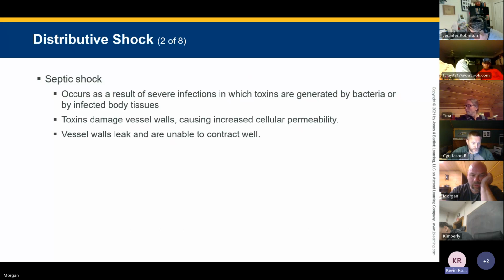So again, at the EMT level, Morgan's talking about this a lot. Toxins that damage vessel walls, causing increased cellular permeability. We're losing fluid, organs are shutting down. Hypercoagulation, death, losing of limbs, all because of a simple hospital-acquired pneumonia that didn't get treated right away. As simple as a UTI getting into the system for urosepsis. C. diff, we just talked about that. Infection from a wound.